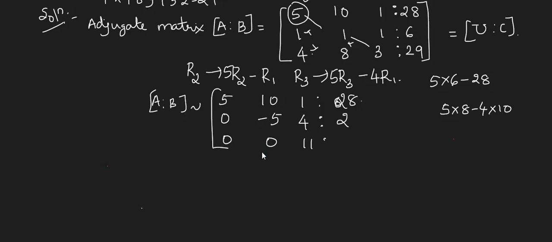Next, for 29 we have 28. So this is 5 into 29 minus 4 into 28, how much? 33. Are all getting the same answer? Others, are you there? Hope you understood the method.